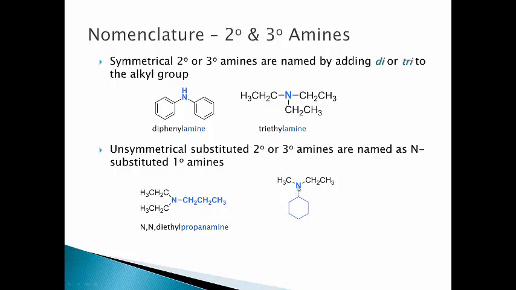So with this one here, the highest priority, or the biggest group, is this cyclohexane ring, so it would be cyclohexanamine, and it would be N-methyl N-ethyl, and this is alphabetical out the front, so it's N-ethyl-N-methylcyclohexanamine.